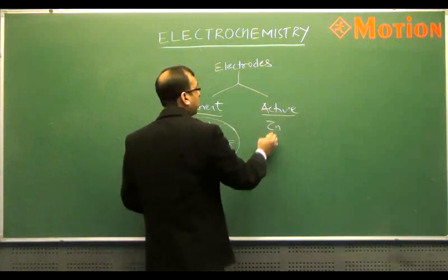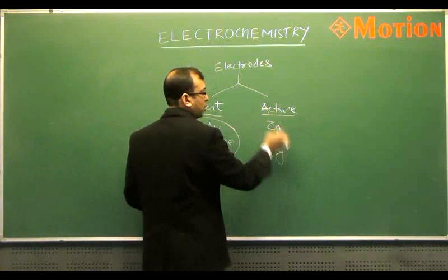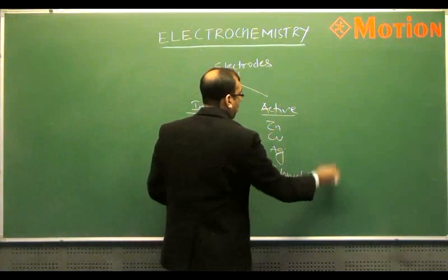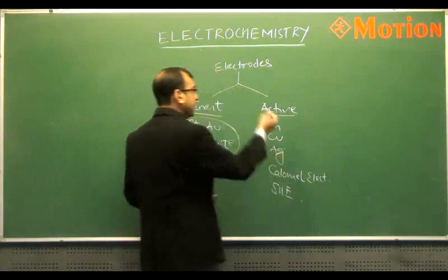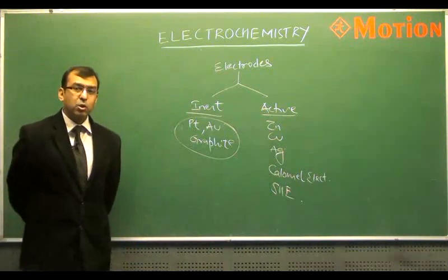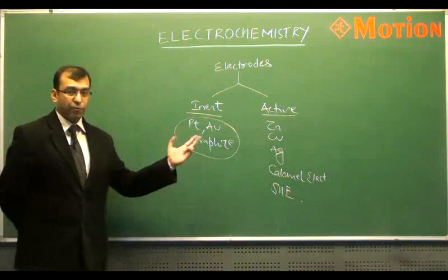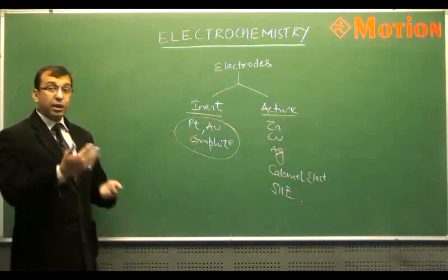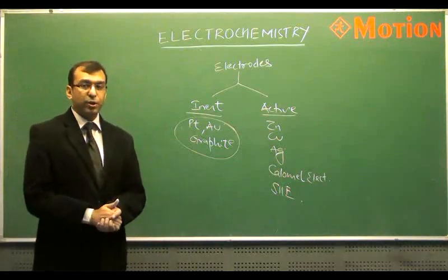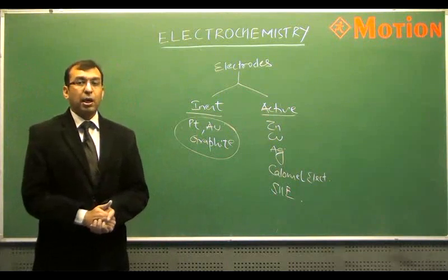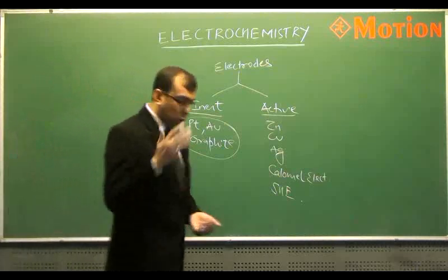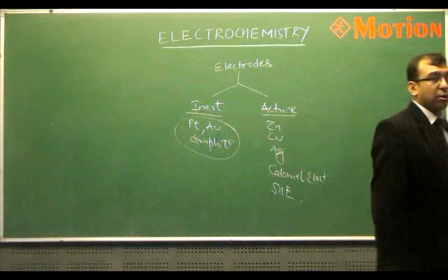Active electrodes: we have metal electrodes like zinc electrode, copper electrode, silver electrode, calomel or mercury electrode, or the standard hydrogen electrode. These are active electrodes. Gas electrodes are also active electrodes. Most electrodes are active electrodes; inert ones are very few. So what is the meaning of inert and active electrodes? Those electrodes which do not interfere with the reactions at the anode and cathode and let them take place as per the merit decided by the preferential discharge theory are referred to as inert electrodes.